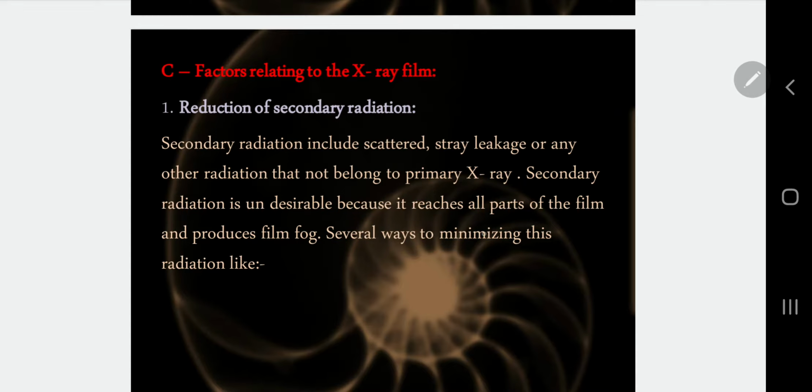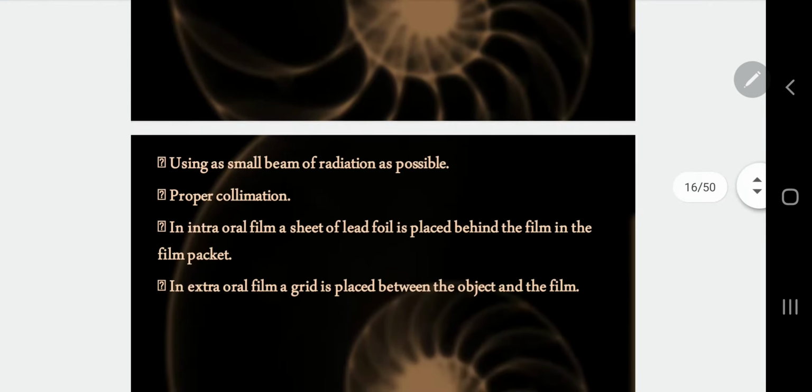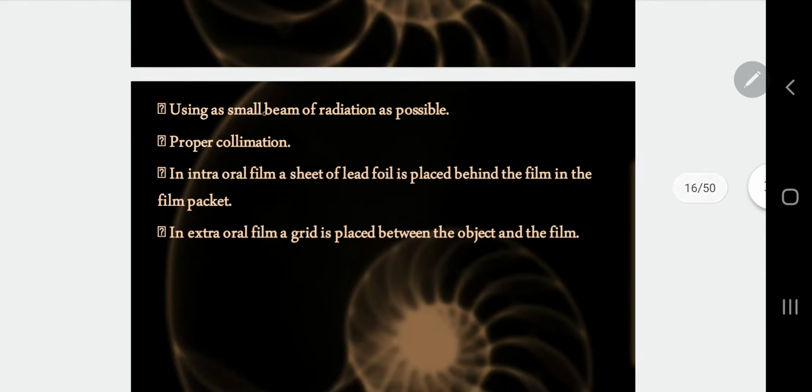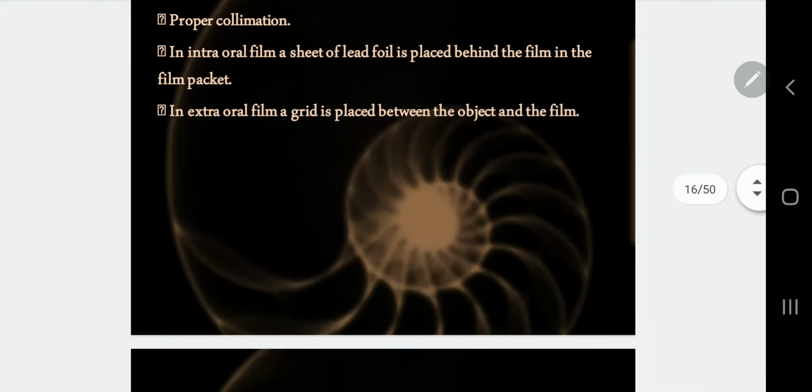There are several ways to minimize this radiation, like using a small beam of radiation and proper collimation. In intraoral film, put a sheet of lead foil behind the film. In extraoral film, the grid is placed between the object and the film.